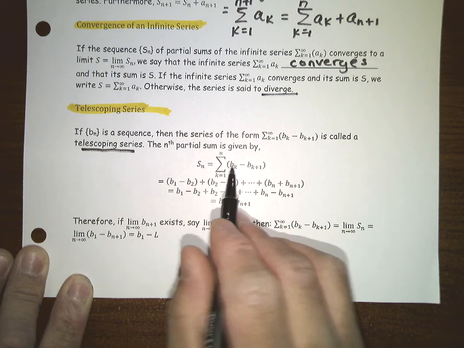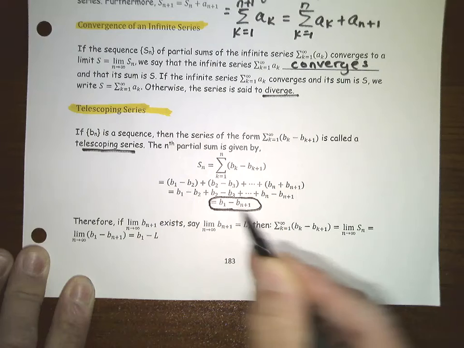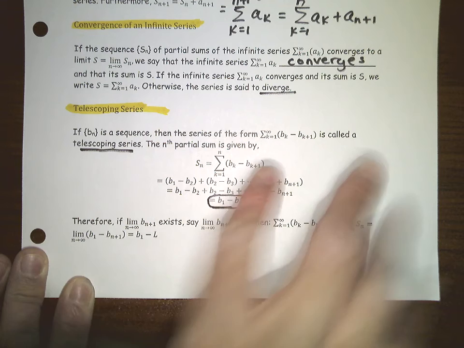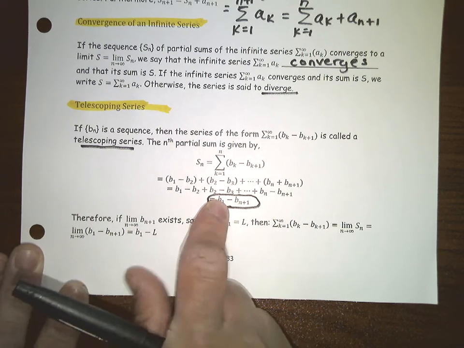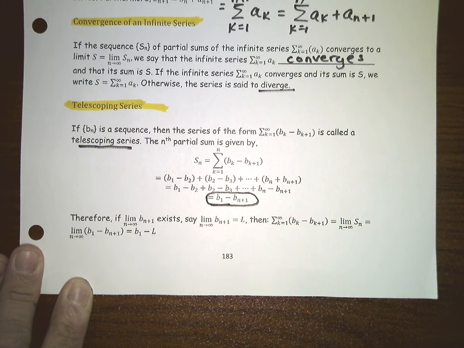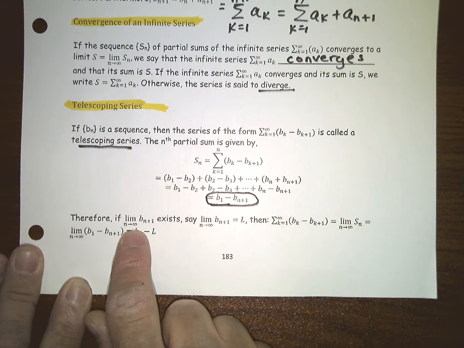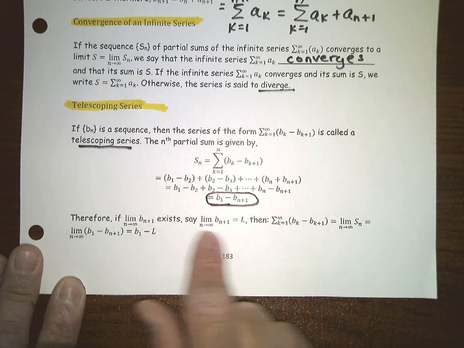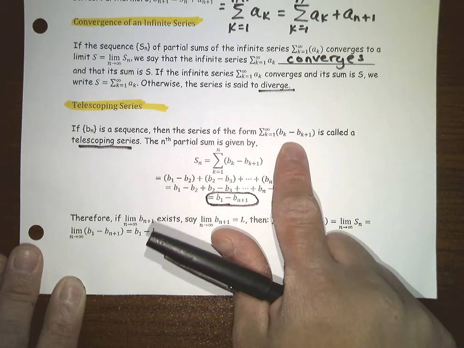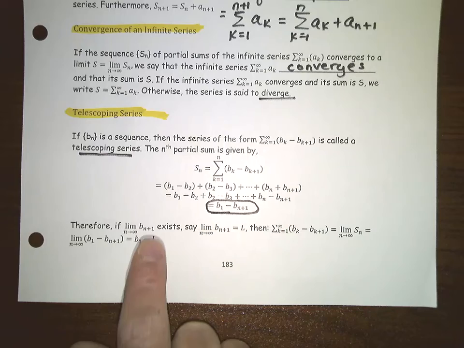So the nth partial sum is given by b1 minus bn plus 1. It's called telescoping because all of the terms other than the first one and the last one end up getting canceled out when you expand this. So therefore, if the limit as n goes to infinity of bn plus 1 exists, say that it's equal to L, then the limit of this telescoping series is actually b1 minus L.